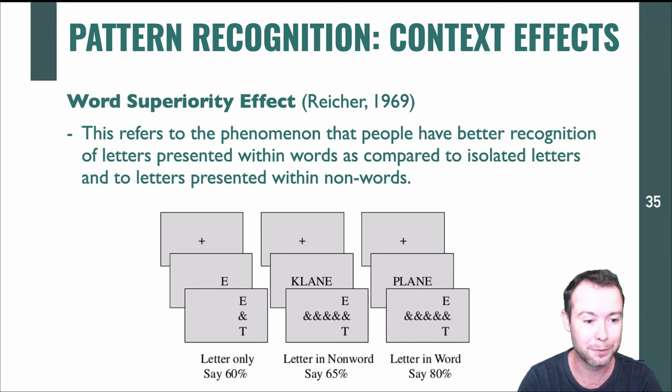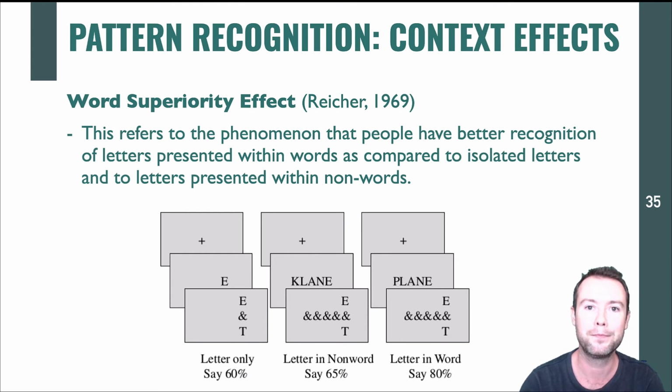Okay, a final example that I think nicely illustrates a sort of paradoxical influence of context is a phenomenon known as the word superiority effect. This is basically the finding that people have better recognition of letters when they're presented within a word as opposed to when they're presented either on their own or in a non-word. So let's understand what goes on in this experiment.